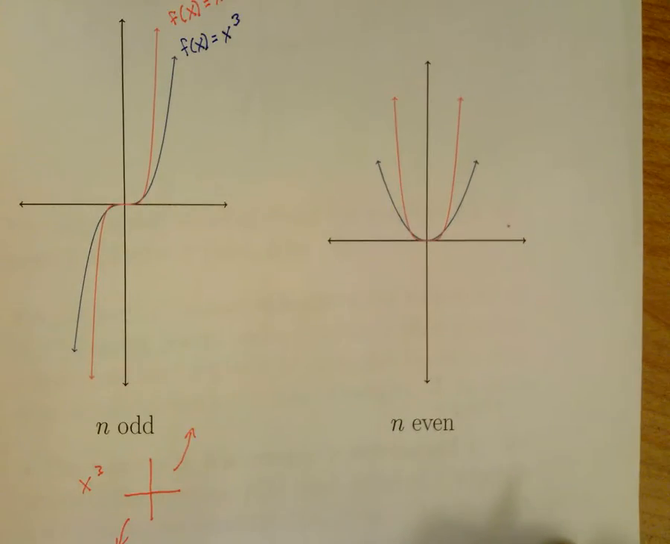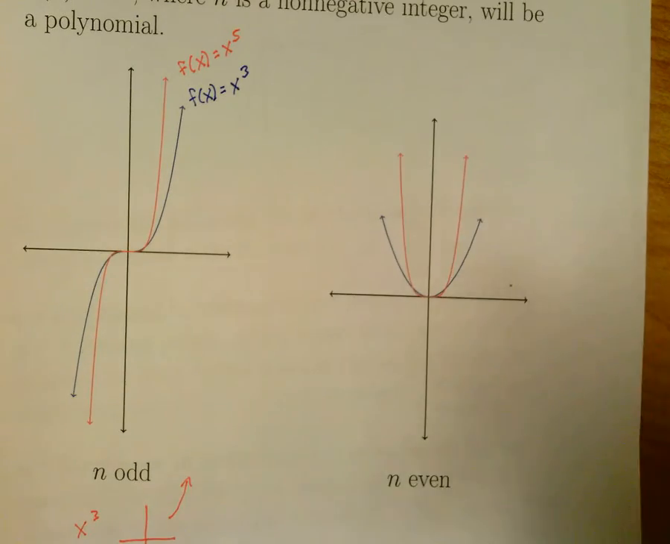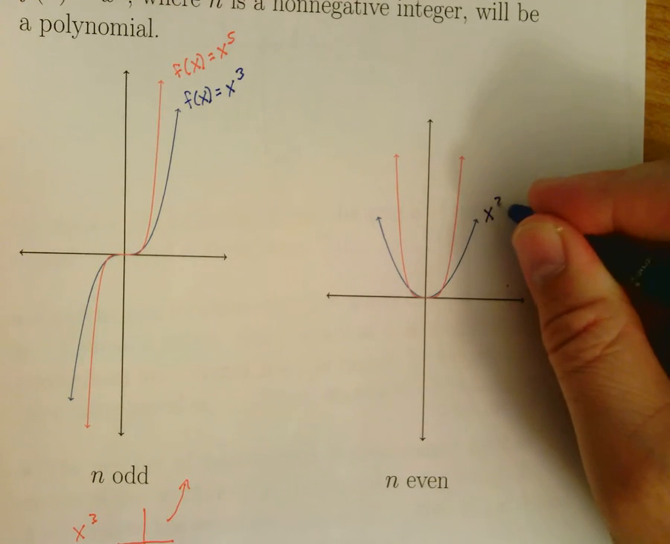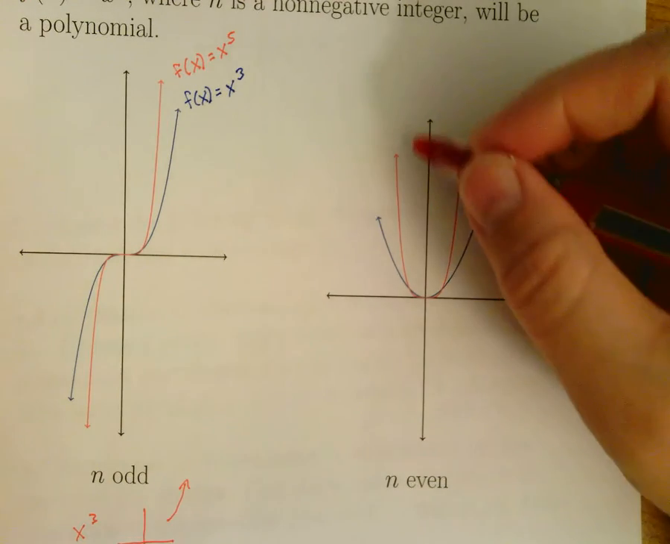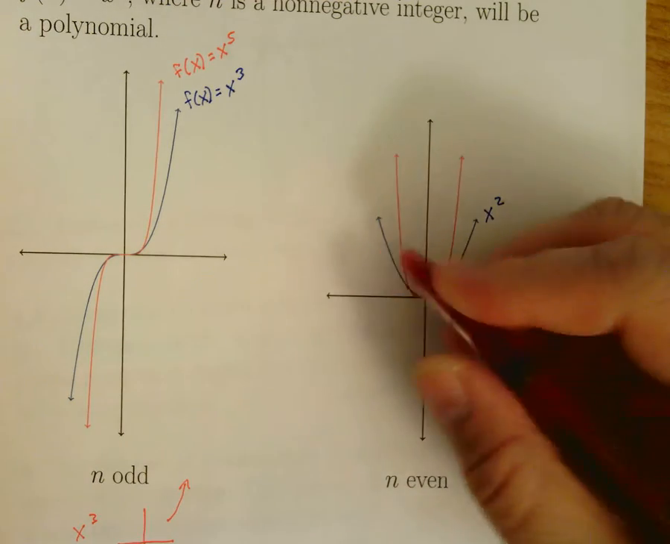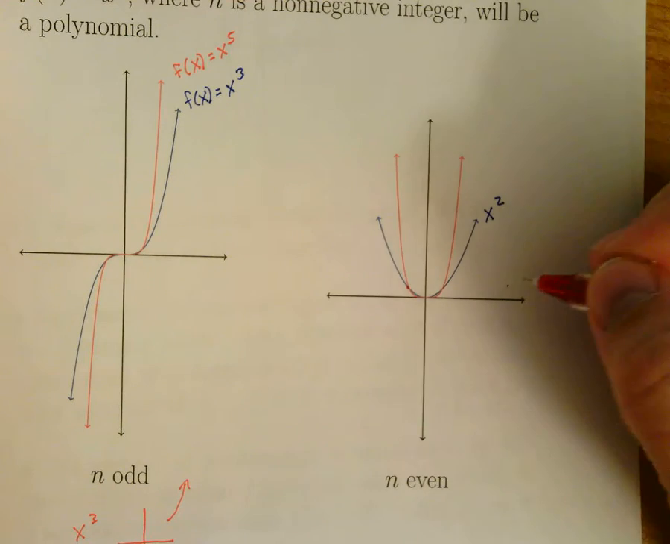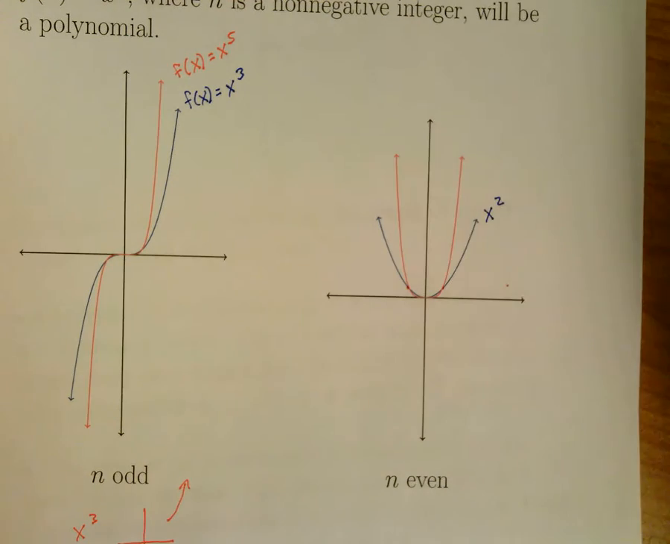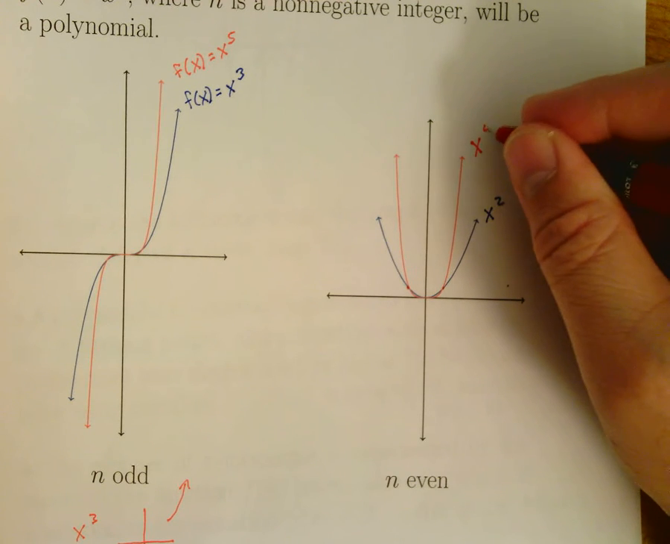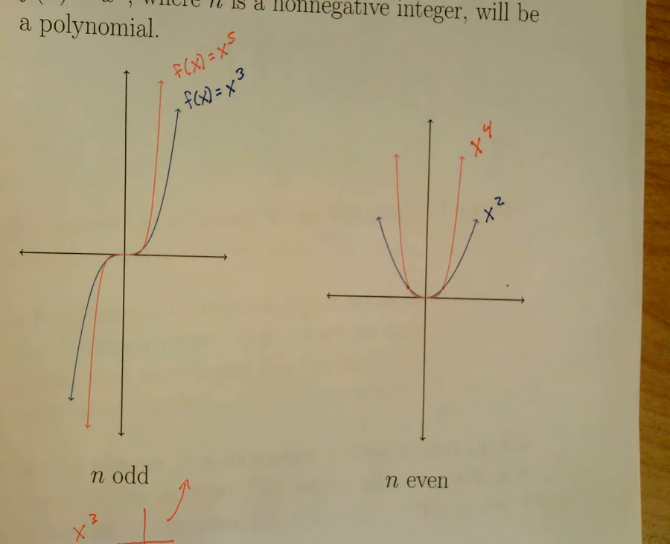Now, if it's even, same sort of logic applies. For example, this blue one here is x squared, the one we've been doing. But this red one, notice how that one comes down. And by the way, that little point is actually negative 1, 1. And this little point here is 1, 1. So this one here is going to be x to the 4th.